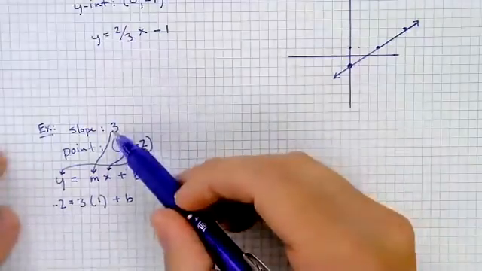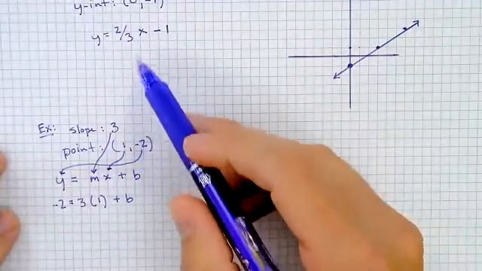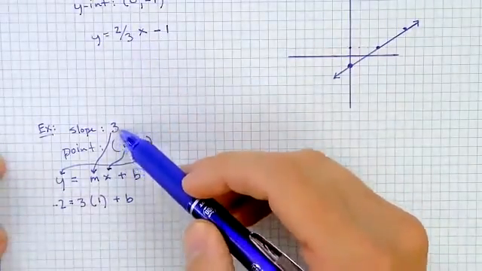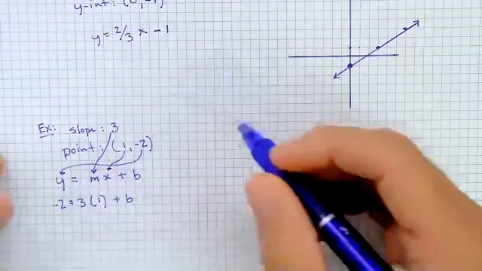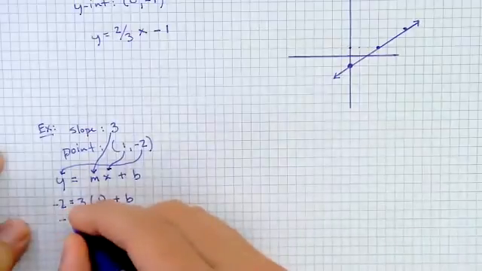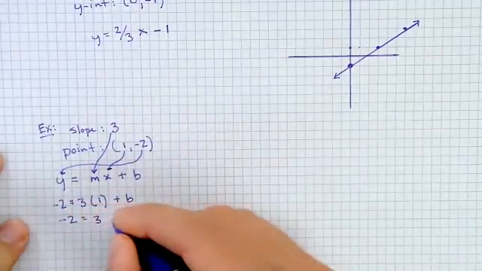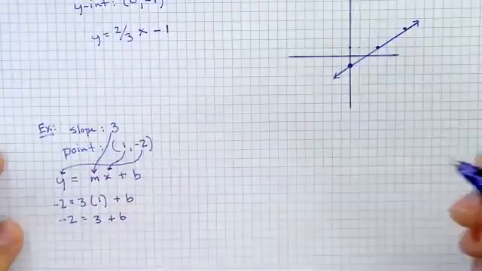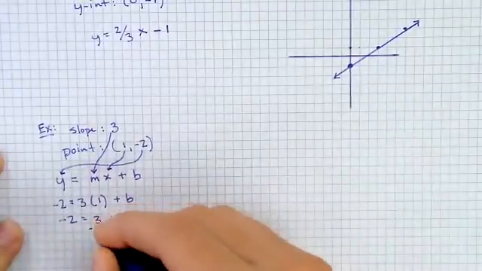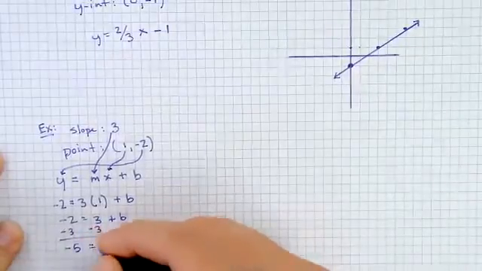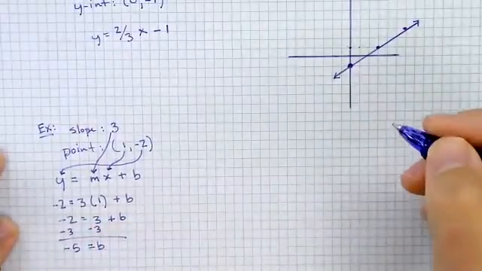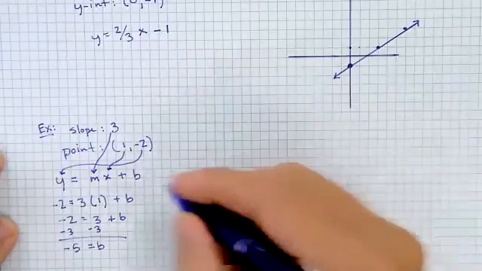Okay, so now given the point, not a y-intercept, we take 3 and plug it in for m, 1 for x, -2 for y. We're going to solve for b. So 3 times 1 would be 3. Move 3 to the other side, and so we end up getting our b value of -5.